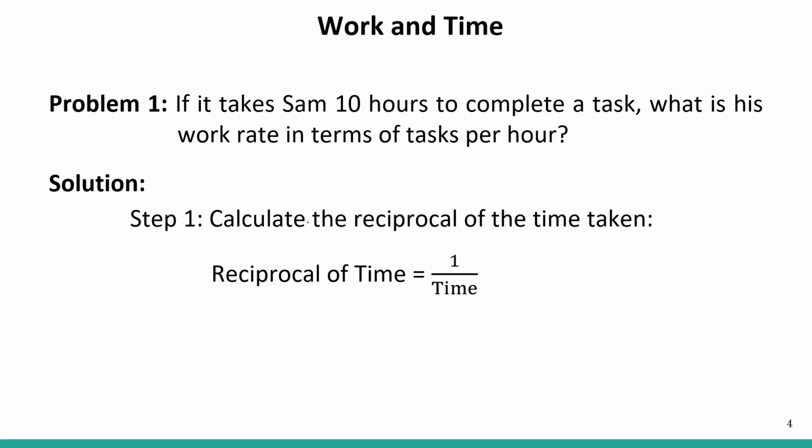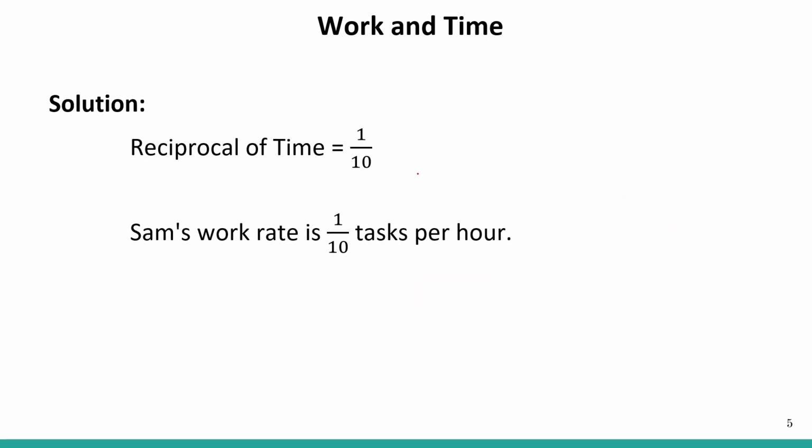So let's see the step-by-step solution. Calculate the reciprocal of the time taken, that is 1 by t, where the time is 10 hours in this case. So the reciprocal of time is equal to 1 by 10. Sam's work rate is 1 by 10 tasks per hour. So let's go forward with problem number 2.